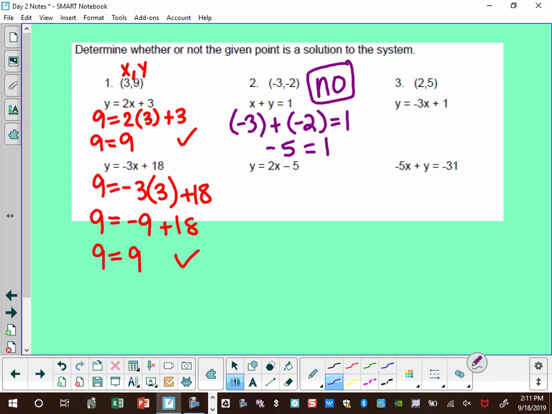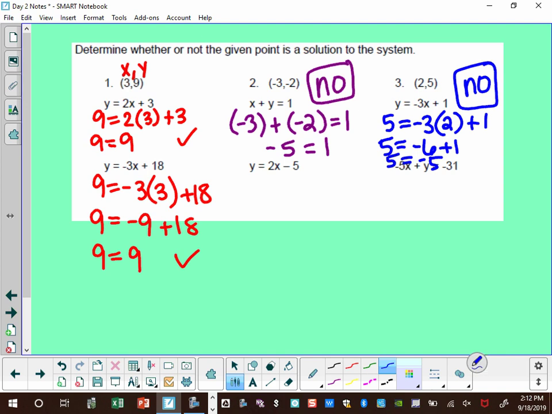Okay, let's do the third one. y equals negative 3x plus 1. I'm going to plug in my y, which is what? y is 5. They gave me the point. It's 2, 5. My x is positive 2 and then plus 1. What's negative 3 times 2? And negative 6 plus 1? Positive or negative? Negative 5. So does positive 5 equal negative 5? No, this one also does not work. So I'm not even going to try the second one. It doesn't matter.